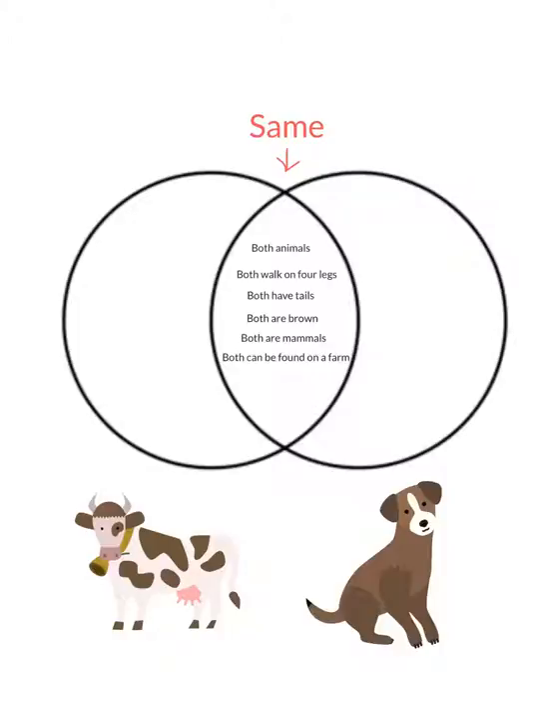Here are some similarities that I found. Do you have any that are the same? Both are animals, both walk on four legs, both have tails, both are brown, both are mammals, and both can be found on a farm. Did any of you have these?